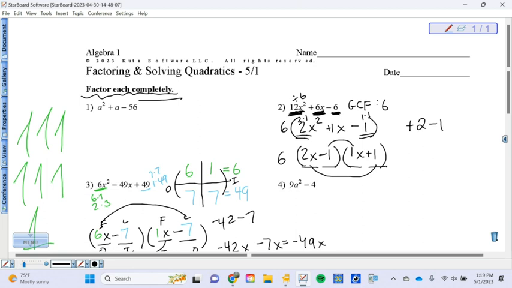Okay. But you just have to write the side and then this part, and then this part. What is that?